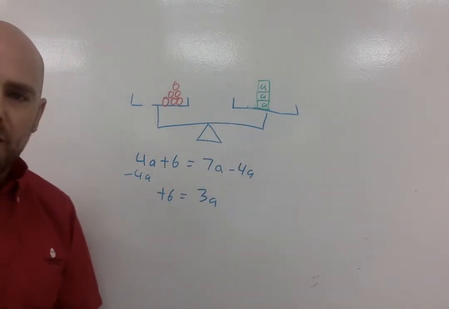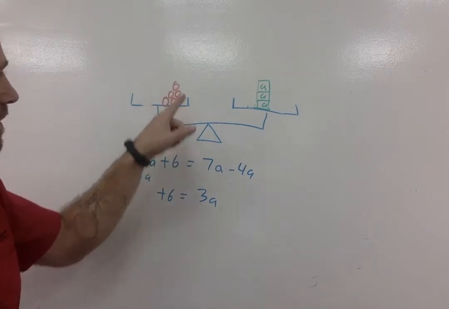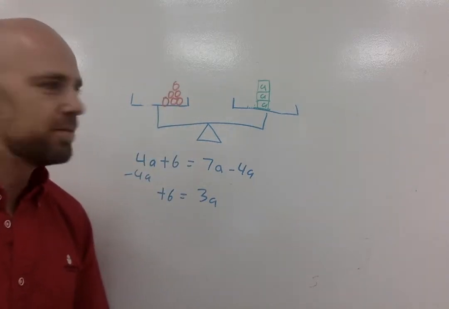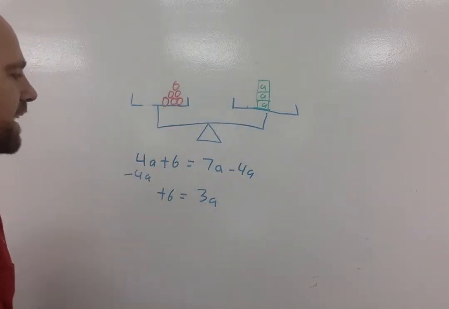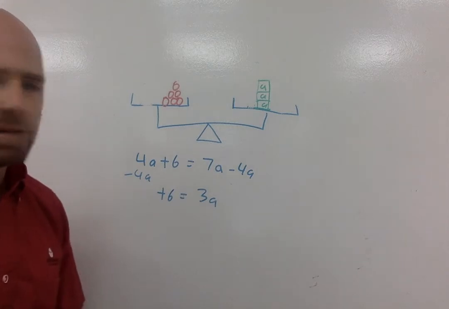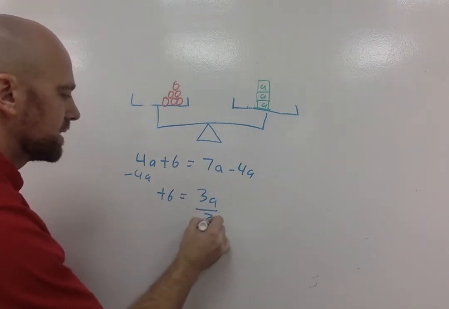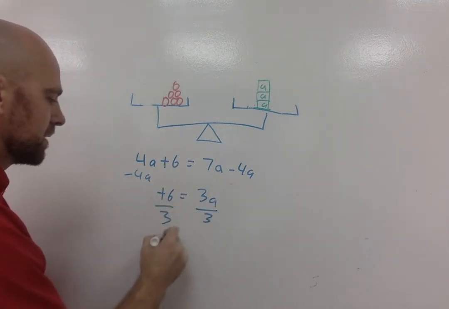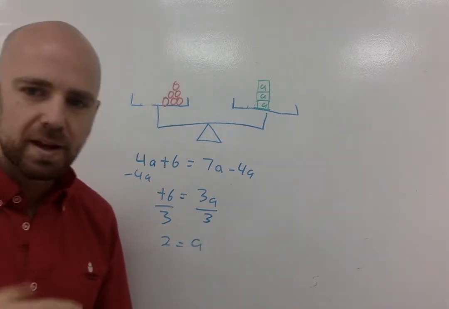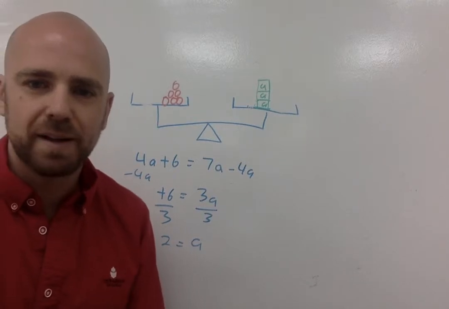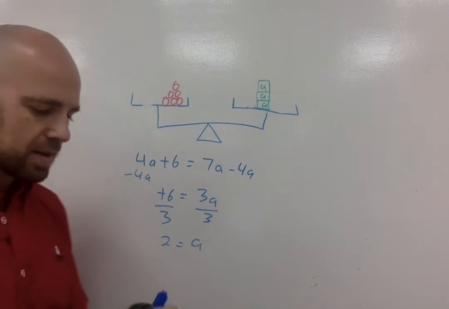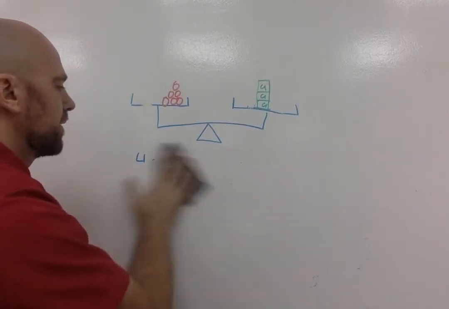Now, I can try to figure out how much each of these individual little circles weigh on my scale by dividing. Basically, if I take 1, how many can I take out at a time? So I'm going to divide by 3, and I'm going to get that 2 equals a in this example. Okay, so I can continue to use this balance scale for some other situations. So let's recreate another one.